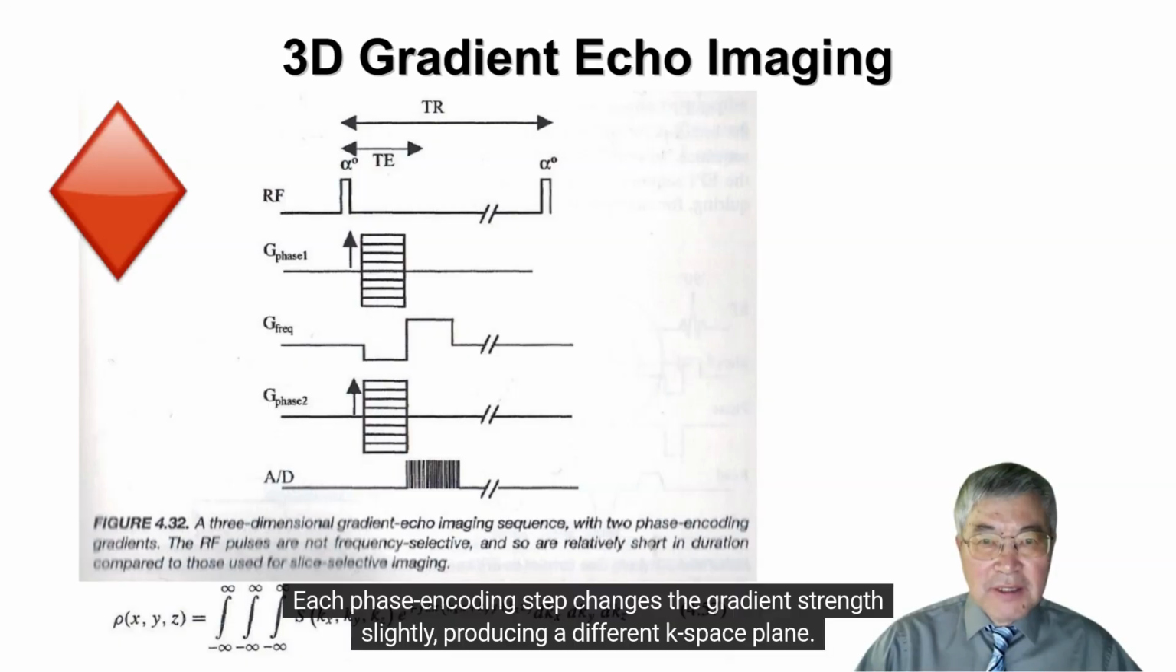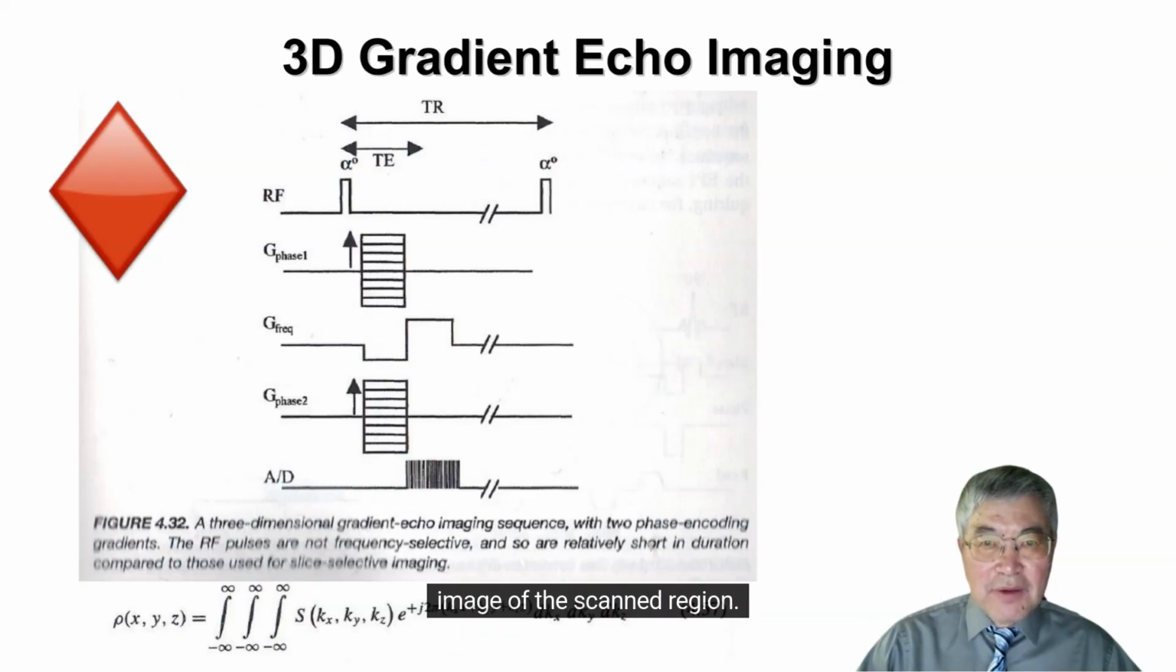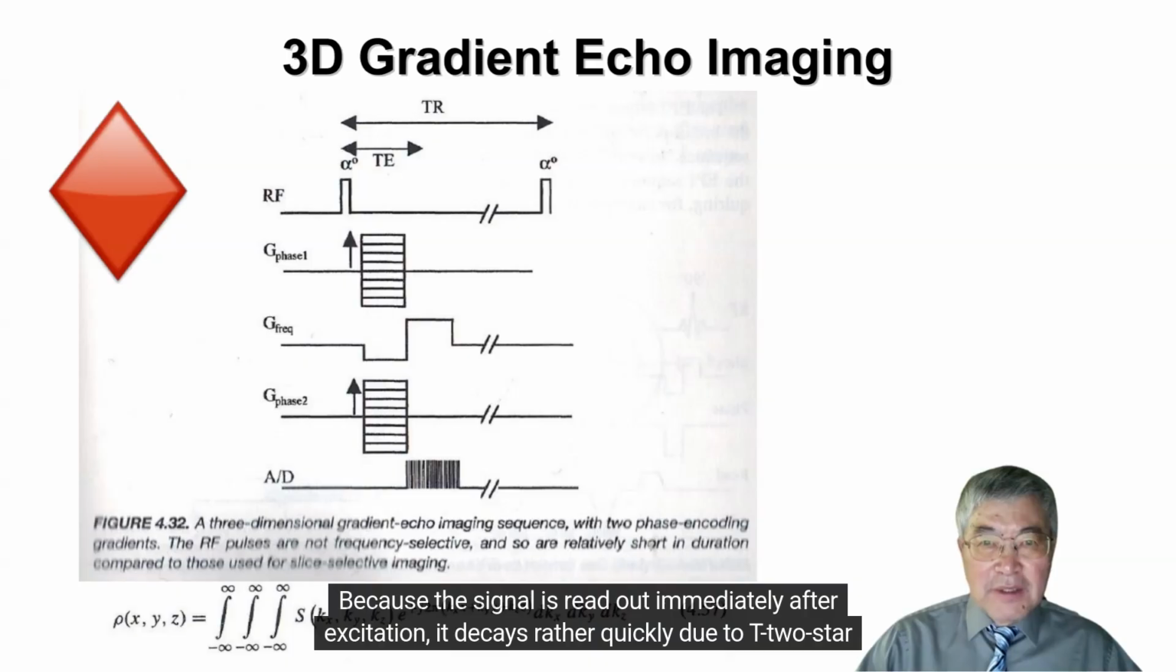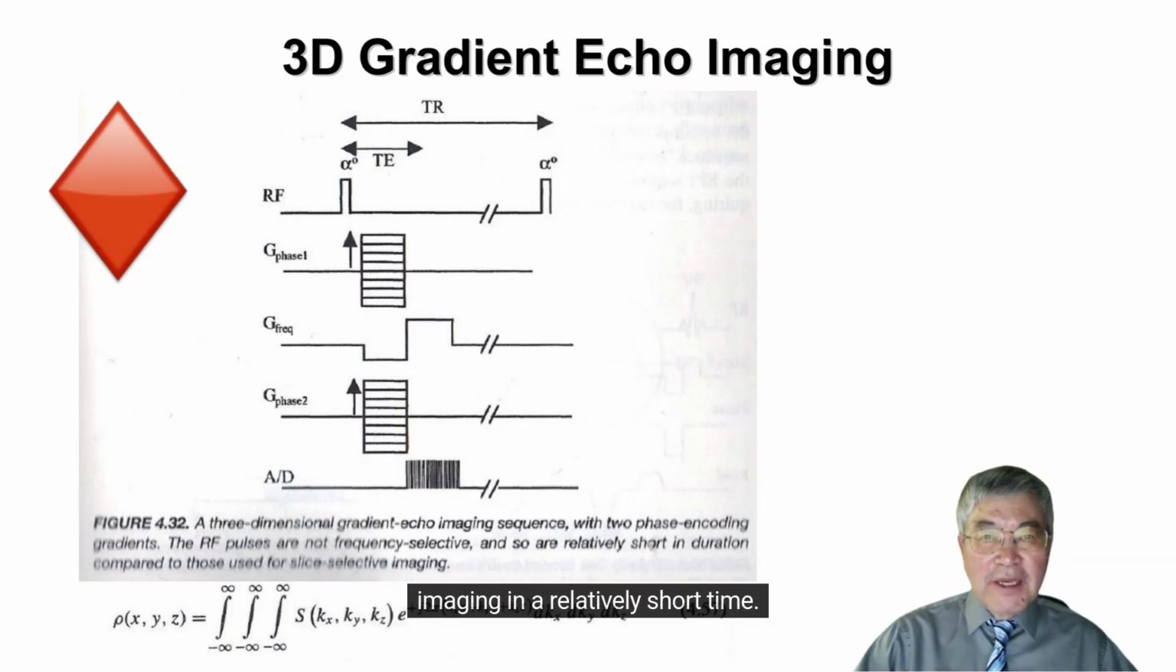Each phase encoding step changes the gradient strength slightly, producing a different k-space plane. When we collect all these planes and perform a three-dimensional inverse Fourier transform, we obtain a volumetric image of the scanned region. Because the signal is read out immediately after excitation, it decays rather quickly due to T2 star relaxation. However, this approach allows for very rapid data acquisition, enabling high-resolution three-dimensional imaging in a relatively short time.